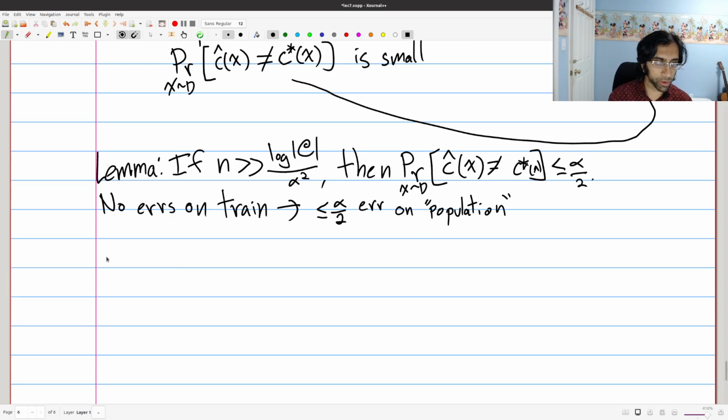Okay, so let's see how we prove this. This is a classic style of argument, which I call at least a Chernoff bound and union bound style argument. The way we're going to do it is as follows. We're going to look at the following quantity. This is just going to be the number of, let me write it first.